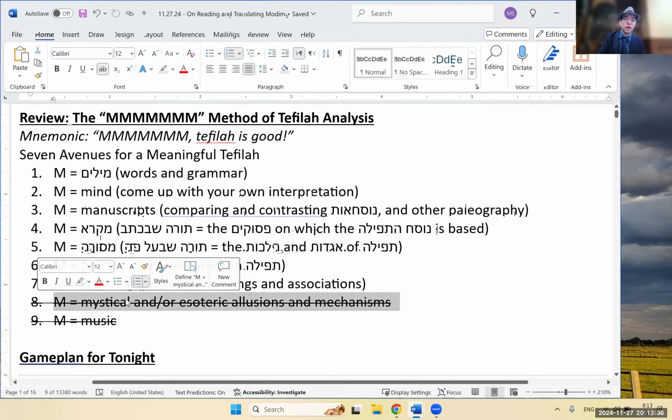Let me make this a little bit smaller so I can put all of the Zoom things here. So first question: how do you translate the word Modim, or Modim Anachnu Lach? How do you translate that? We thank you. Okay, so the standard translation is we thank you. Any other candidates? There are two more legitimate translations.